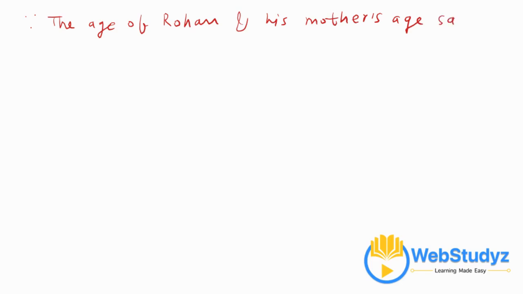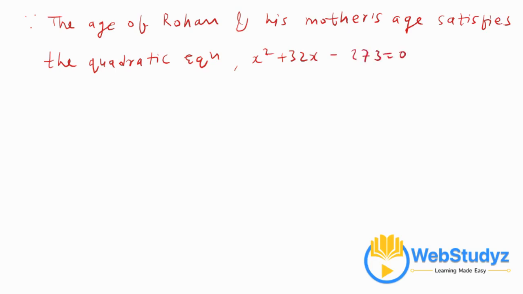So we can say that the age of Rohan and his mother's age satisfy the quadratic equation, which is x square plus 32x minus 273 equals 0, which is the required representation of the problem mathematically.